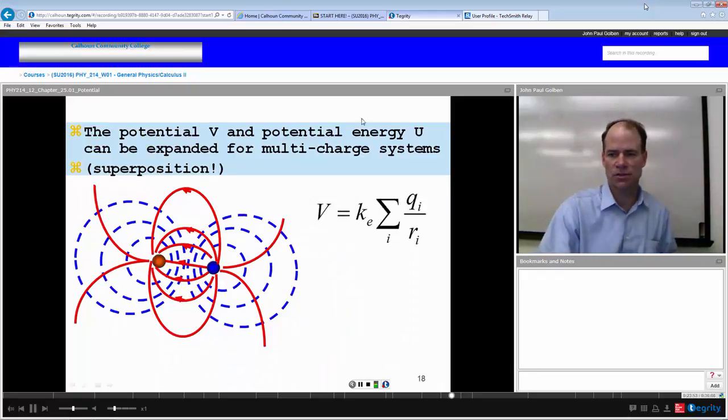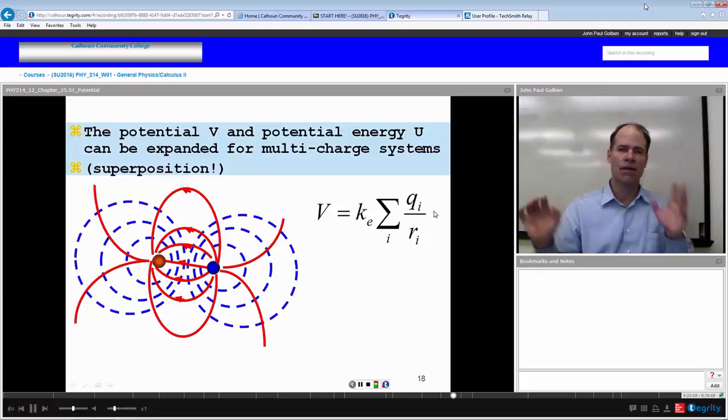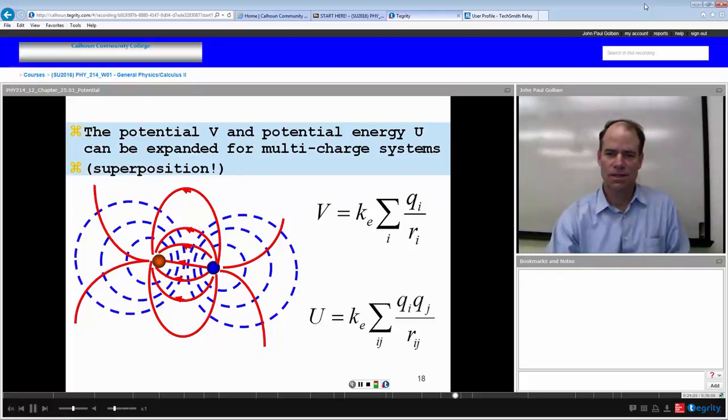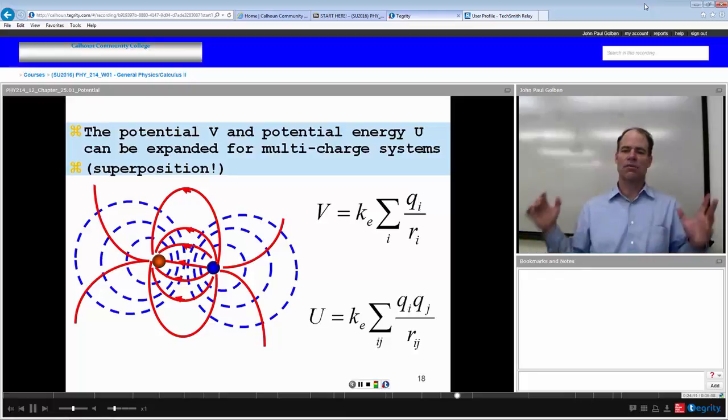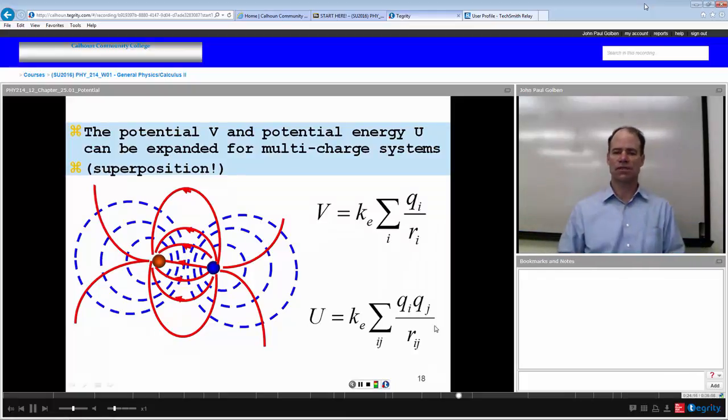So our potential would be k, q_i over r_i for all of our charges, either positive or negative, add them together like scalars, map them together, connect the dots. Our potential energy would be k, q_i q_j over the distance between every pair of charges. And we could add this for all the pairs that we'd have and get our potential energy for the system. We're not going to use this too much in our course right now, but it's something that could be useful later on.